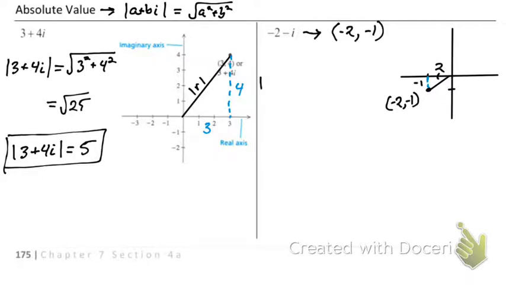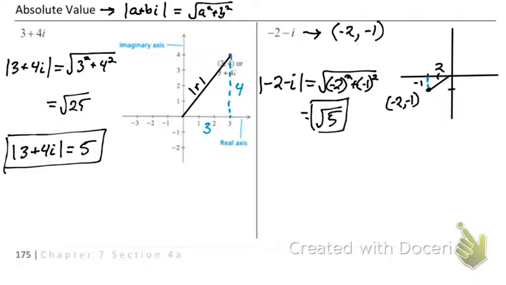So if I was asked to do the absolute value of negative 2 minus i, that is just going to equal the square root of negative 2 squared plus negative 1 squared. Negative 2 squared is a positive 4 plus 1, so that's just going to be the square root of 5. So square root of 5 is that length there. Questions on that? So it's magnitude. It's magnitude, we're just calling it absolute value this time.